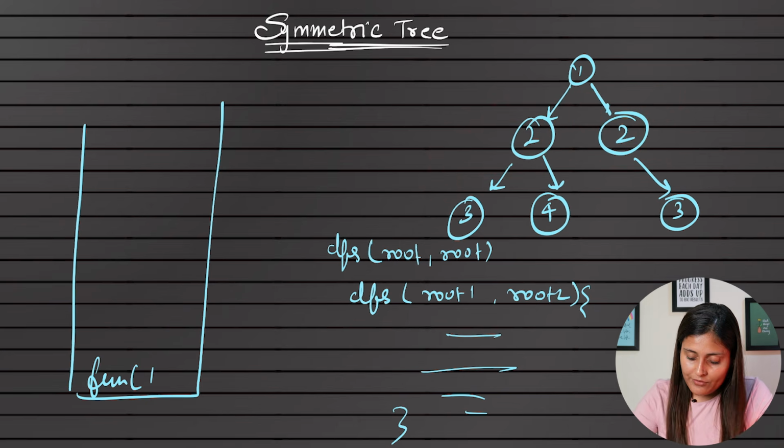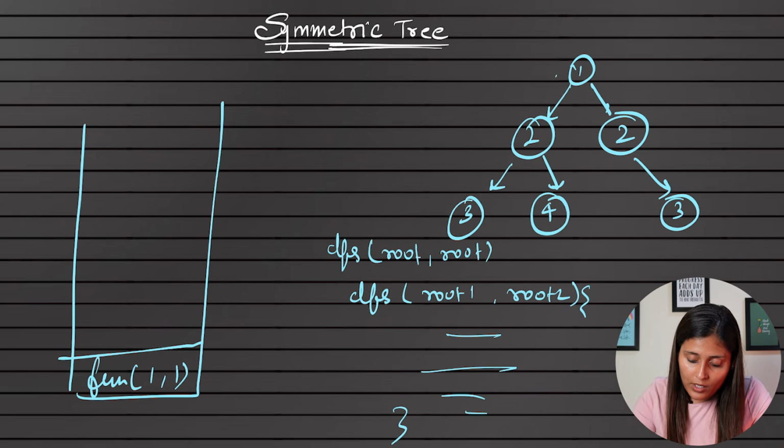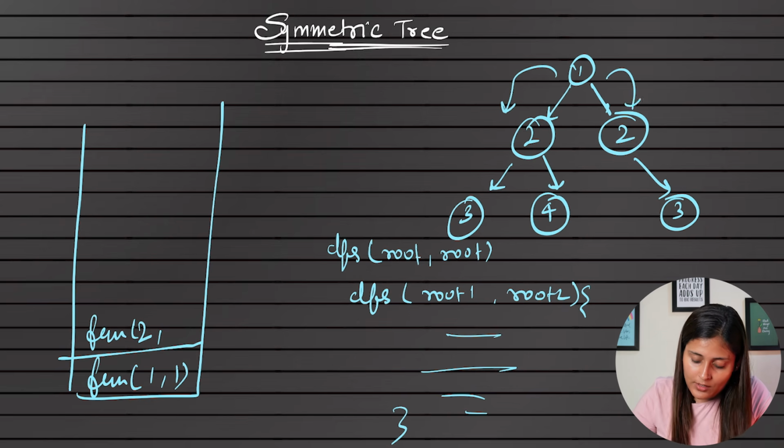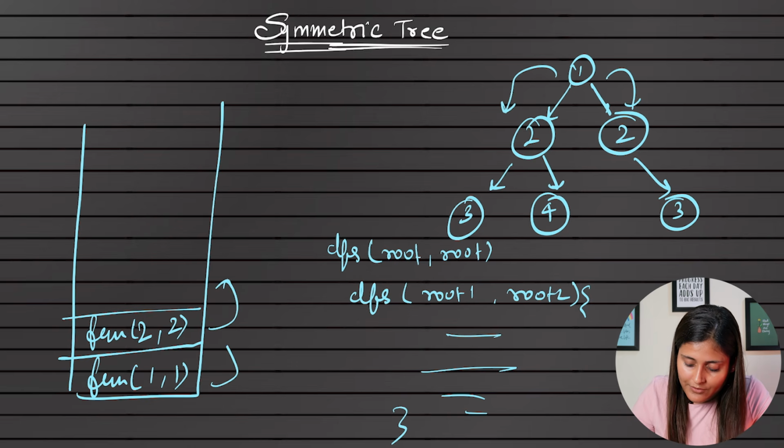Okay, so let's save this in stack. So in the function it will be 1 1. Now for 1 dot left, what you will call? Root 1 dot left, function 2, and root 2 dot right, function 2. Now this was left call, right? Now what will happen? You will call for 2 dot left and 2 dot right.